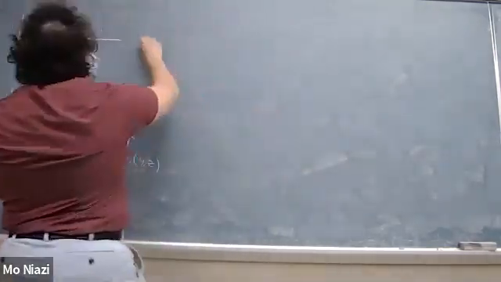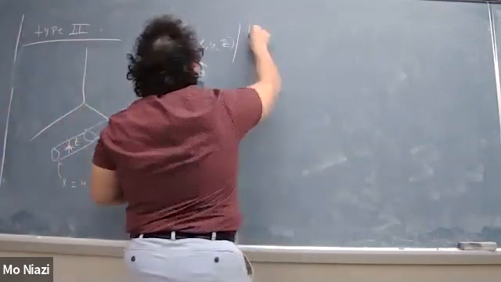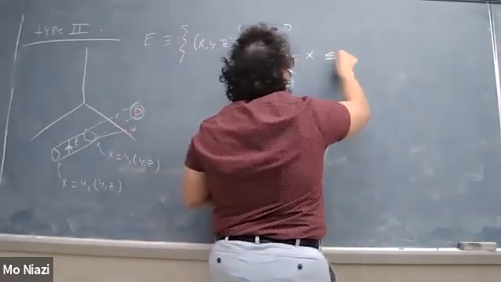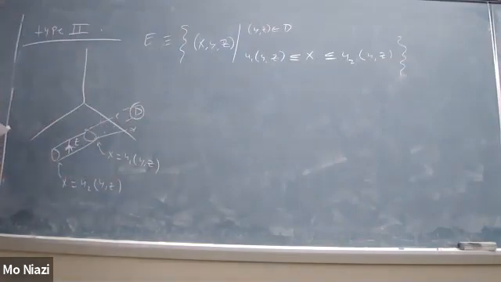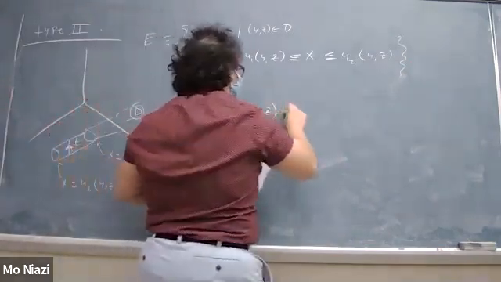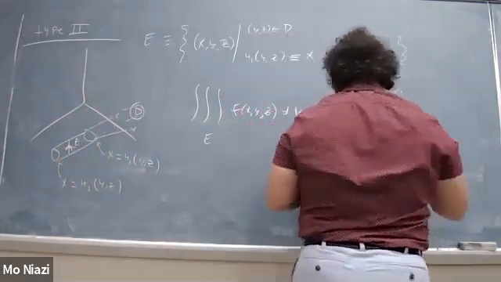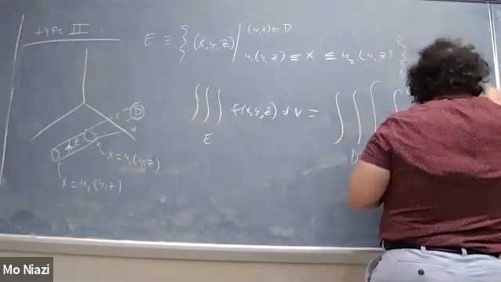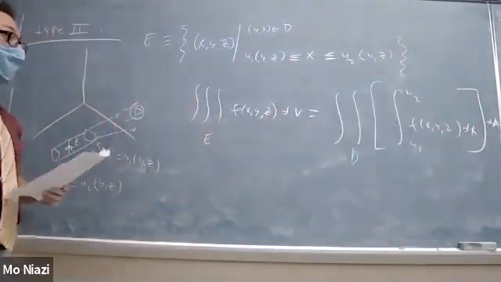So for type 1, our E could be like the set of all X, Y, Z such that Y and Z are in D, and U1 of YZ, so this one would correlate to A, B, A. And similarly for type 3.